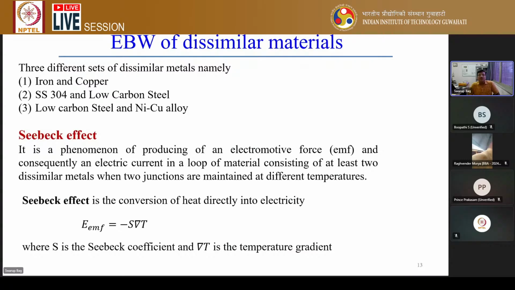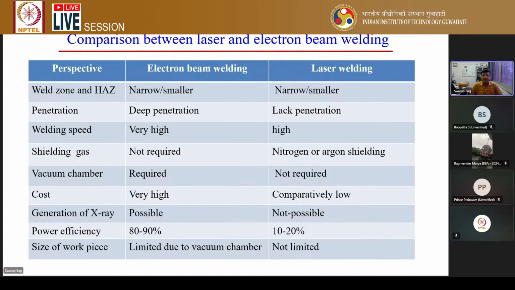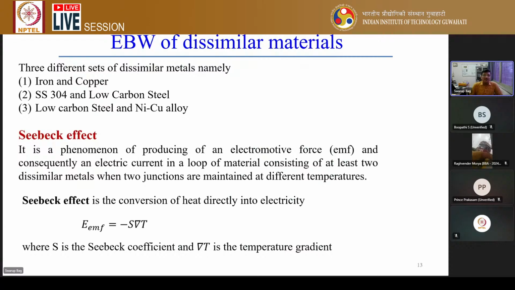Now we look into three different combinations of materials, for example iron and copper, stainless steel and low carbon steel, and low carbon steel and nickel alloy steel. You are trying to join this combination of materials using the electron beam welding process. In that case, depending upon the magnetic permeability, the shift can differ, and the degree of deflection depends on the combination of the materials. It is not necessary that all three combinations will be deflected by the same angle. In all three cases, the deflection angle will be completely different.